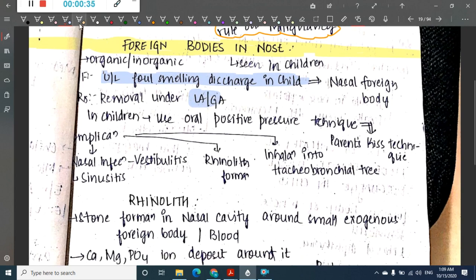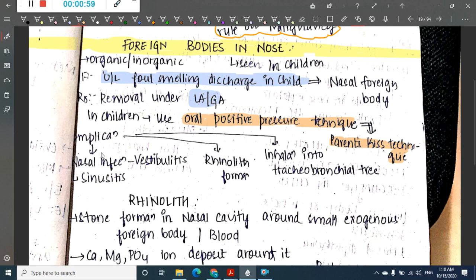In children we can use the oral positive pressure technique, which is called the parents' kiss technique. But generally we are not using these techniques nowadays. Nowadays, with the advent of endoscopy, we can easily remove the foreign body in the nose.